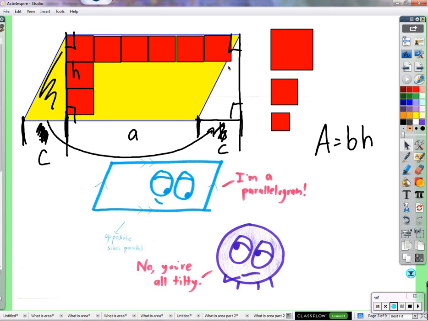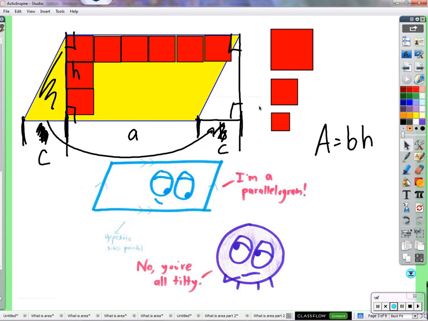Yep. Now, there's some squares that are going to hang outside of the parallelogram, right? Yes. But they're filling in this triangle. Isn't the square also filling this triangle? Yeah. The area of the parallelogram and the area of that rectangle are what? 18. They're both 18? Yeah. So they're the same? Yeah. I'm just sliding this triangle over to make a rectangle.